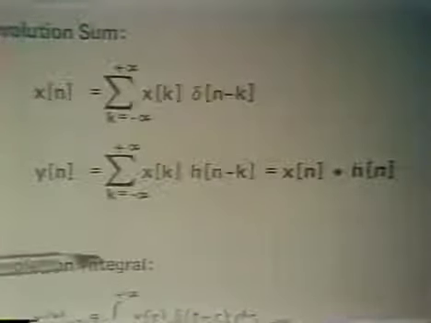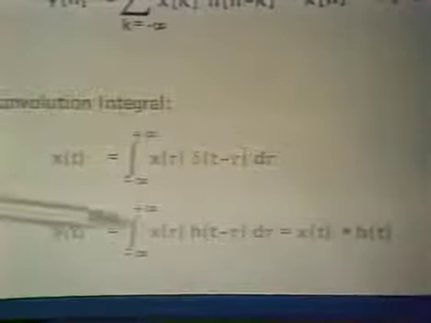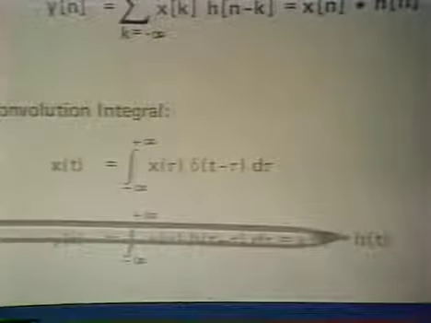And correspondingly, in the continuous time case, we have the convolution integral, which here is the sifting integral, as we talked about, representing x of t in terms of itself, or as a linear combination of delayed impulses. And here we have the convolution integral, and again, we'll use the asterisk to denote convolution.